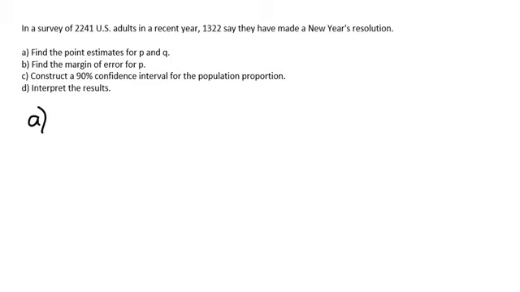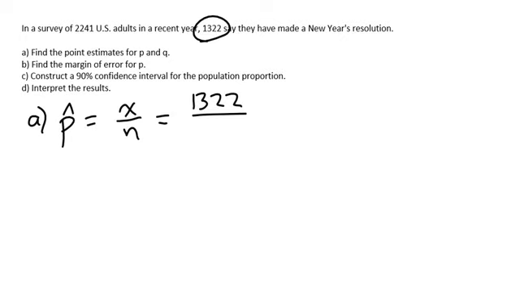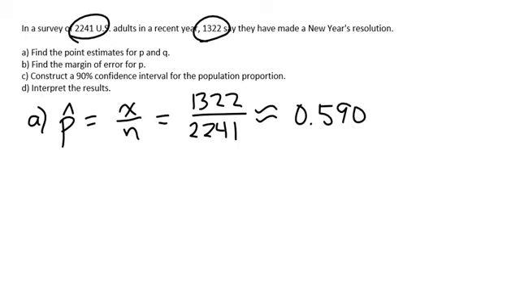First, let's list the formula to calculate the point estimate for P. P hat equals X over N. Remember that X is going to be the ones who say they have made a New Year's resolution, and N is the number in your survey. 1322 divided by 2241 is approximately equal to 0.590. Okay, so this is P hat.